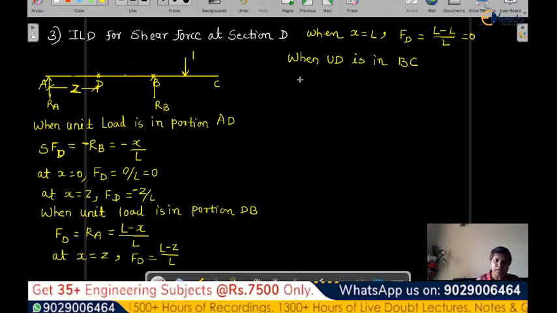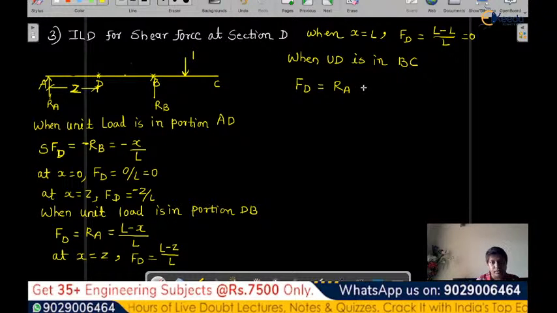then shear force at D is equal to RA. So that is when this unit load is in BC part, it can be anywhere between B and C. So we have to consider shear force, what is happening at RA, because in our question we have to find out the influence line diagram for shear force at section D. So when unit load is in this portion, what will happen at D? That's what we have to calculate.